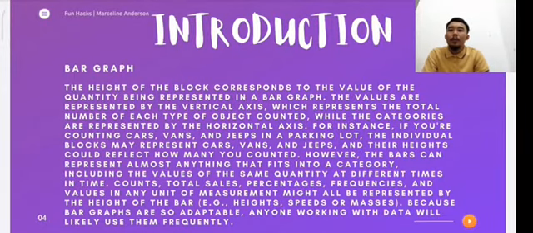Introduction. First, bar graph. The height of the block corresponds to the value of the quantity being represented in a bar graph. The values are represented by the vertical axis, which represents the total number of each type of object counted, while the categories are represented by the horizontal axis. For instance, if you're counting cars, vans, and jeeps in a parking lot, the individual blocks may represent car, van, and jeep, and their height could reflect how many you counted.